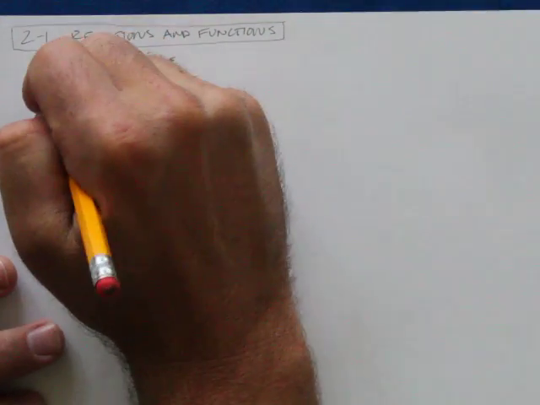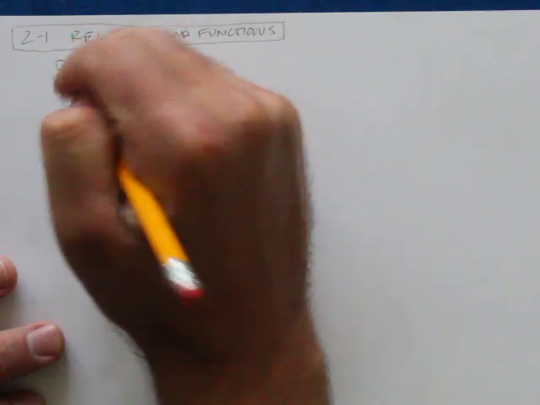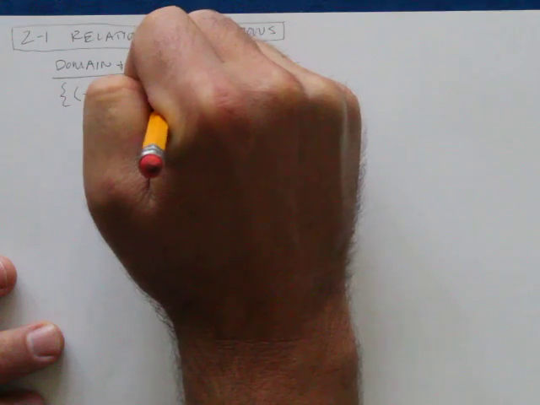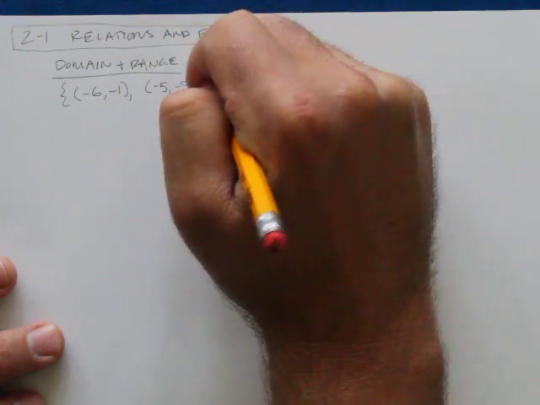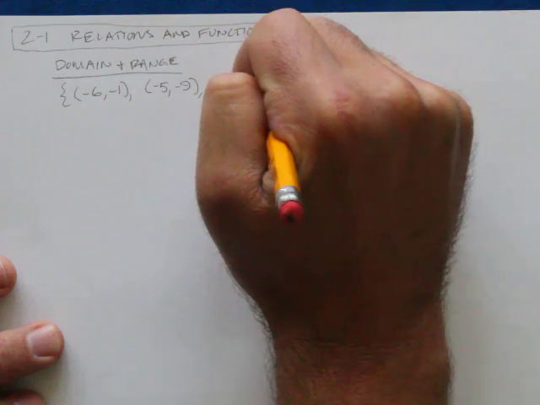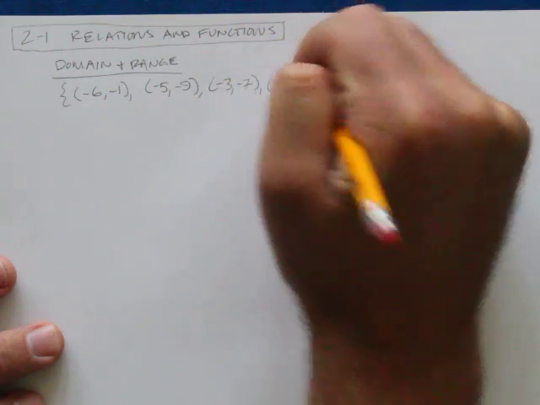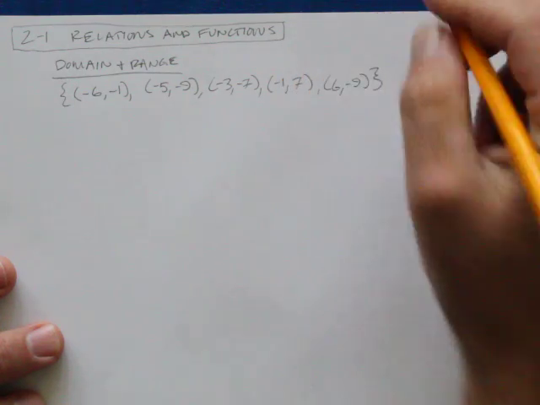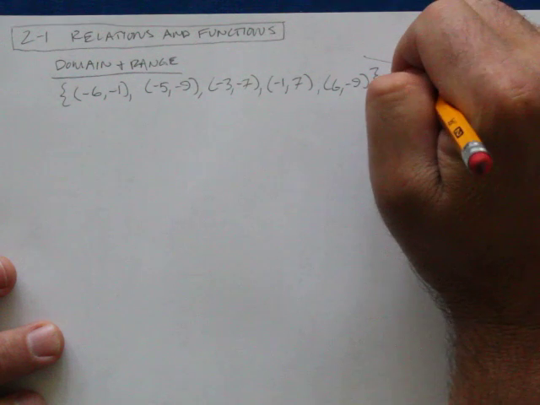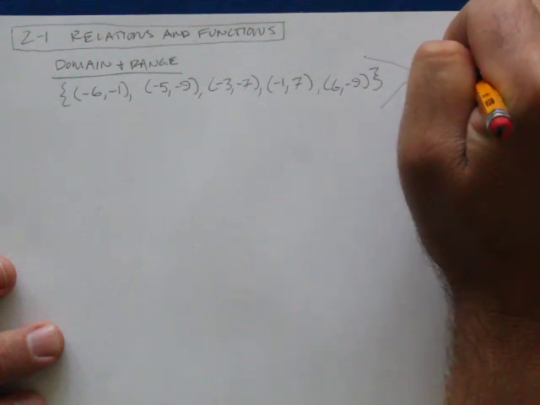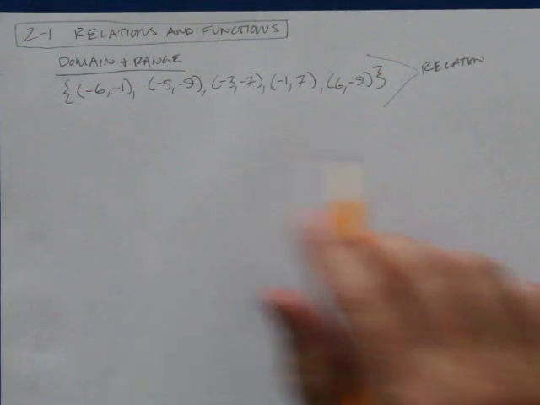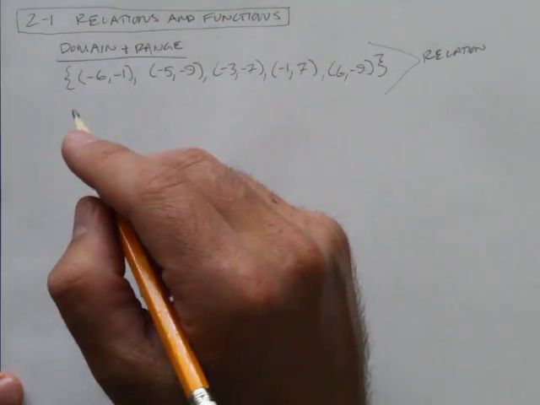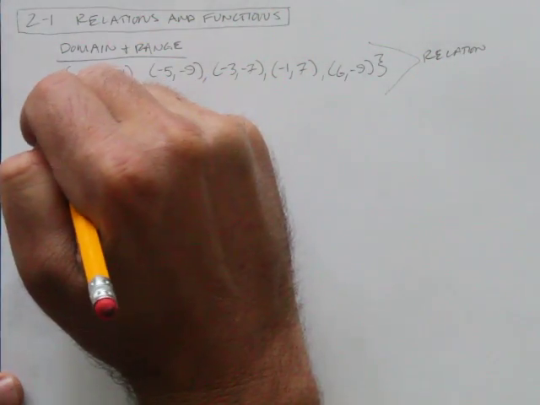So here, if I have a relation that's just a group of points, or set of points, (-6, -1), (-5, -9), (-3, -7), (-1, 7), and (6, -9). This is a relation. It's just a group or a set of points. And the domain are the x values.